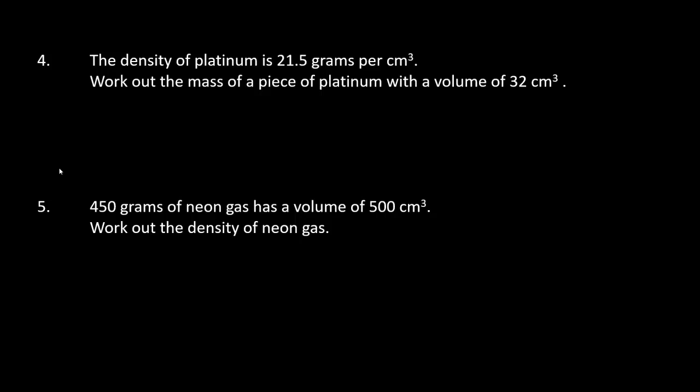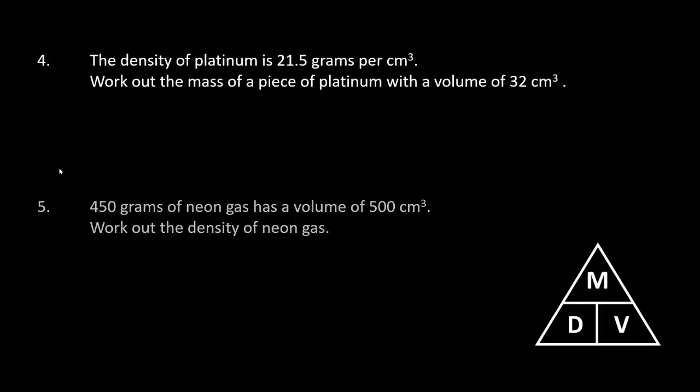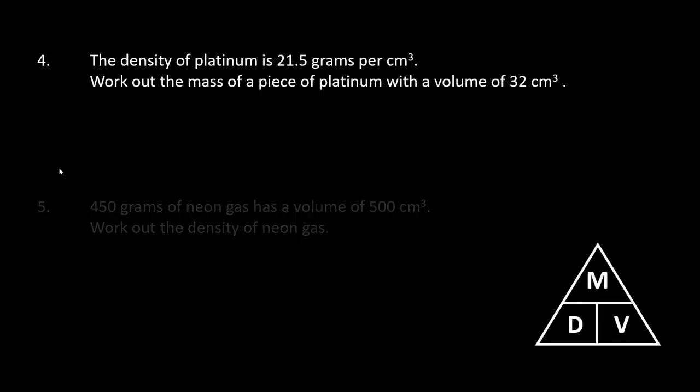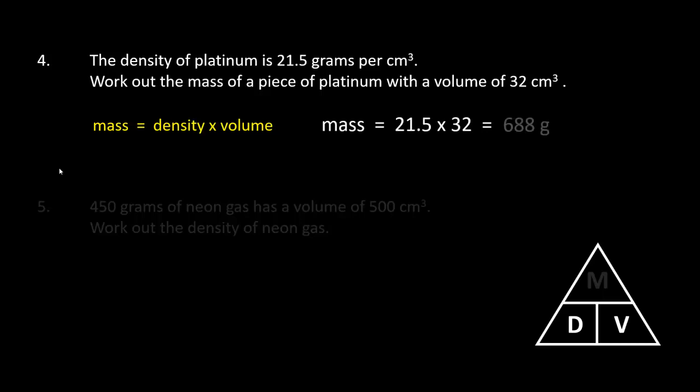The only thing here is a bit confusing with some of the terms. But let's have a look. There's our triangle, MDV, and there's our question 4. The density we're given, and we've got to work out the mass. It says work out the mass of a piece of platinum with that volume. So we're covering up M, and the formula for M is D next to V, so that means D times V. So mass is density times volume. The density is 21.5, volume is 32. We multiply those out, 688 grams.